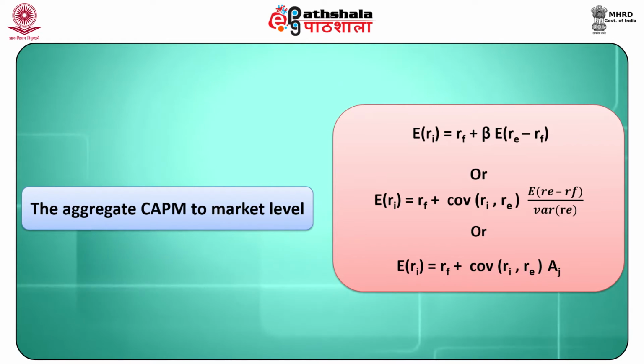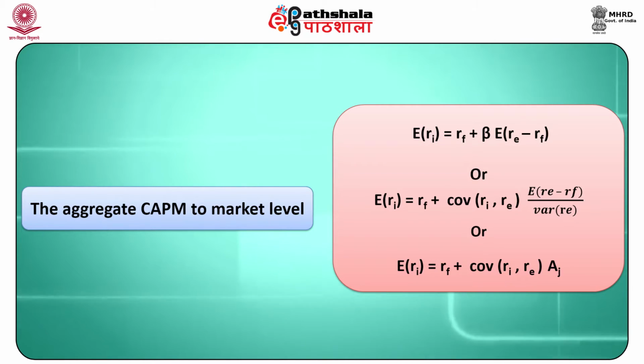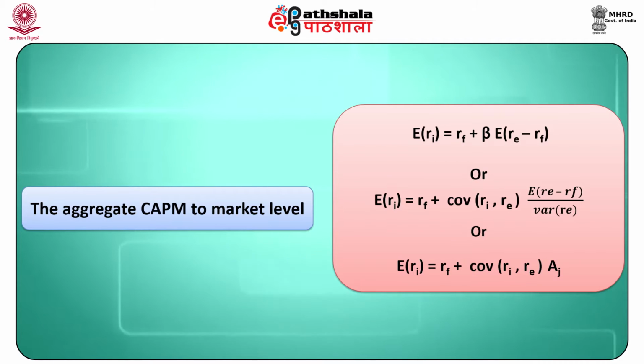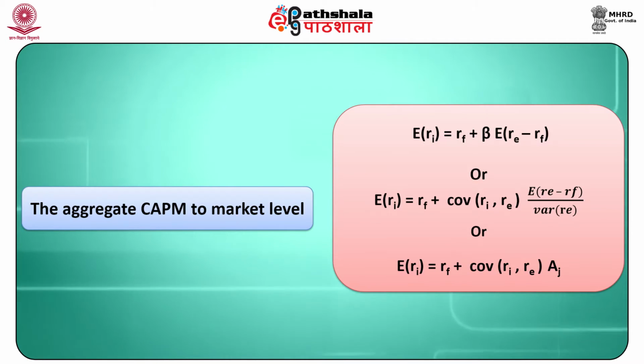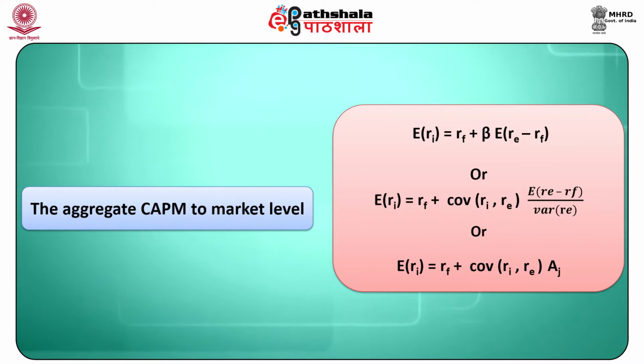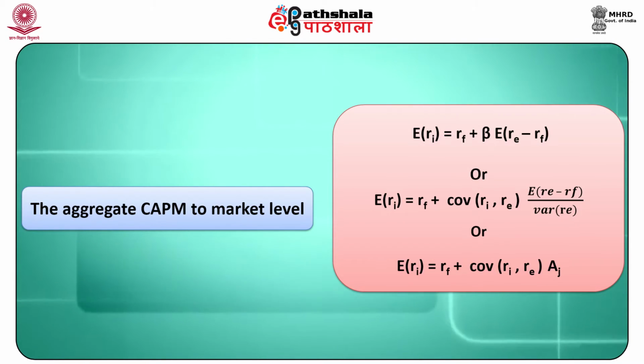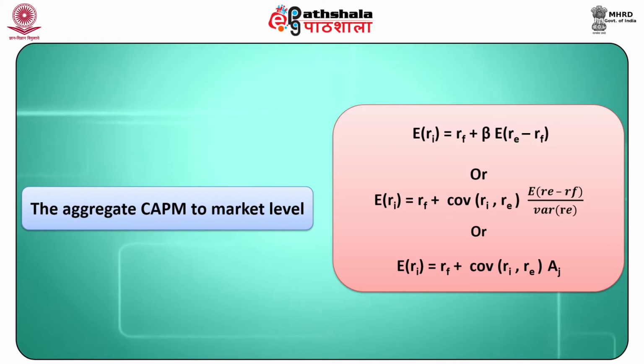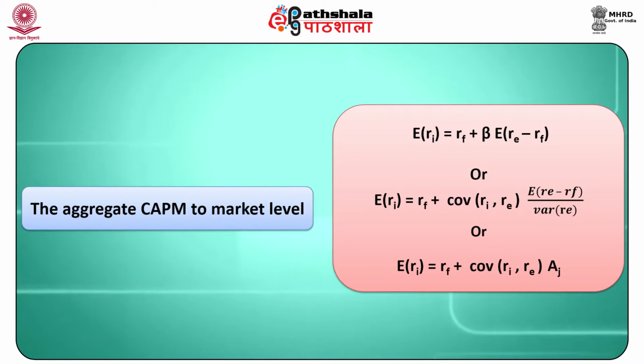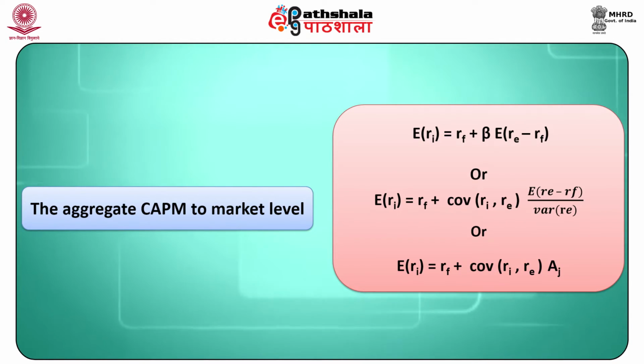If the investor holds only equity, then the price of risk is the average risk aversion of the investor in Colombia. If it is denoted by Aj, then the equation can be written as E(Ri) equals Rf plus covariance of Ri and Re into Aj. Therefore, in the segmented market, the expected return is related to the variance of the market return rather than the covariance with the world market return.